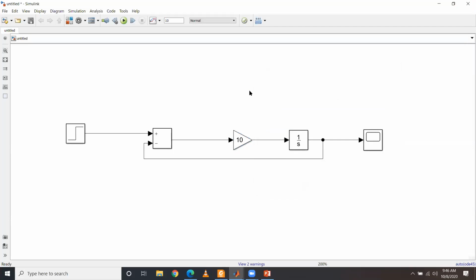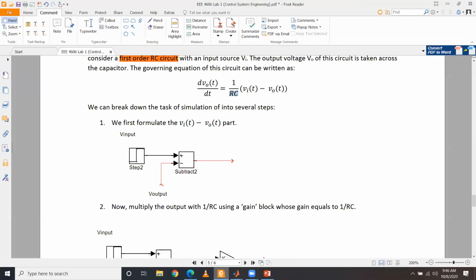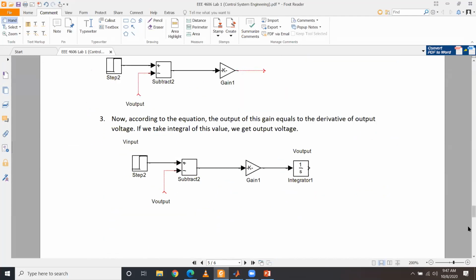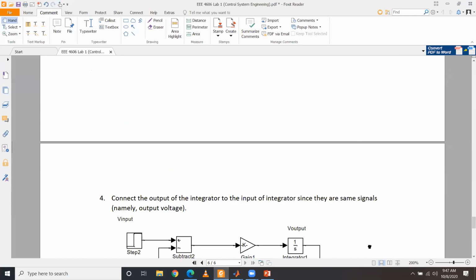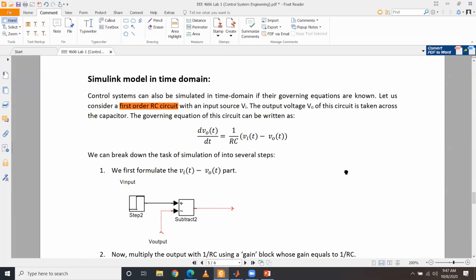So RC is very small, time constant is very small. That means it will take a much shorter time to reach the steady state value. And as you can see, it's taking, I think, 1.5 seconds. Right? Yes, sir. Okay, so this was our first order RC circuit in the time domain. Very simple. If I tell you to draw this block diagram in the frequency domain, can you do it?